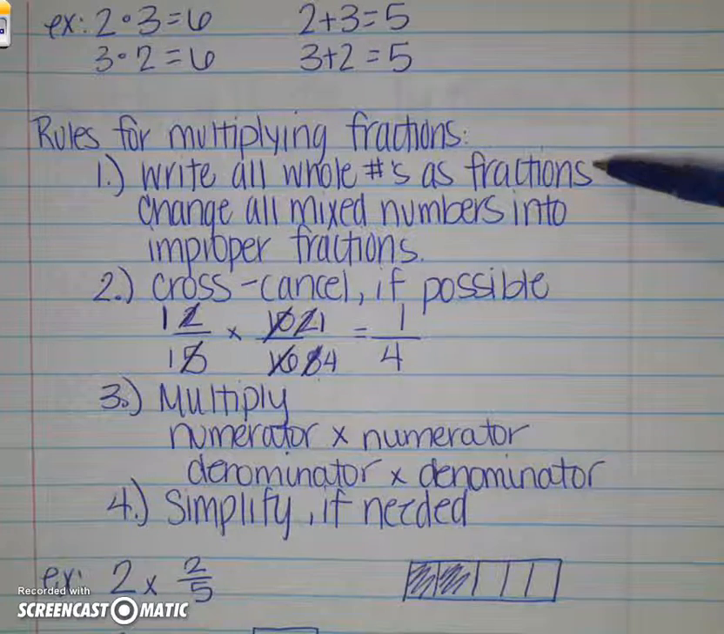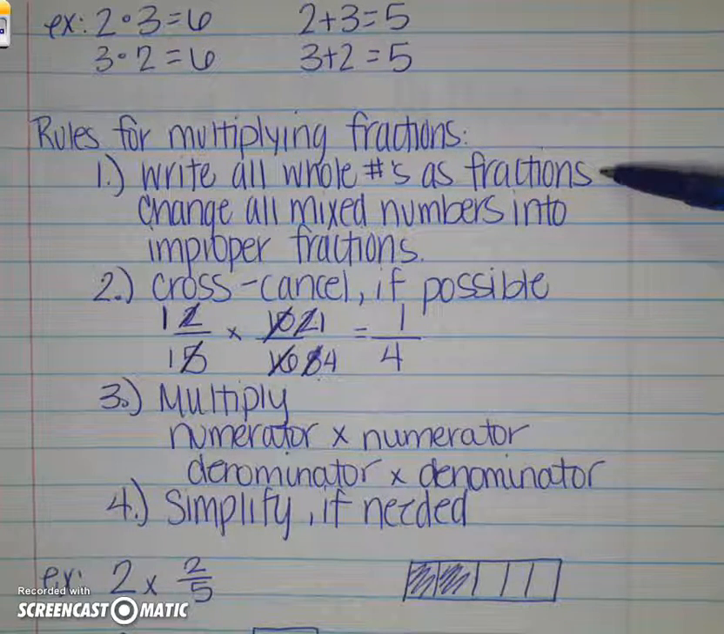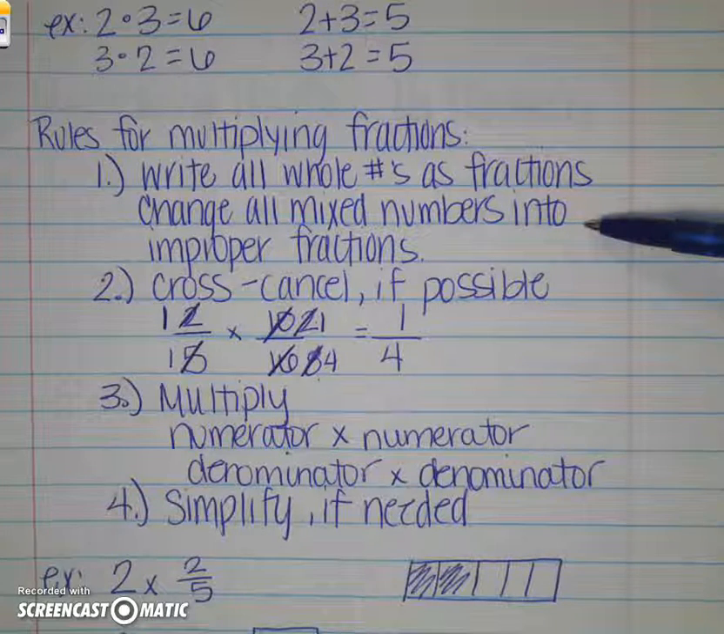So rule number 1 is we're going to write all whole numbers as fractions. So if you have a whole number, you're going to write that number as a fraction by putting the numerator as the number you see and the denominator as 1. If you have a mixed number, you're going to change that mixed number into an improper fraction. Remember we talked about that. We call it making Texas. So you multiply the denominator times the whole number, add the numerator. That would become the new numerator, and the denominator would remain the same.